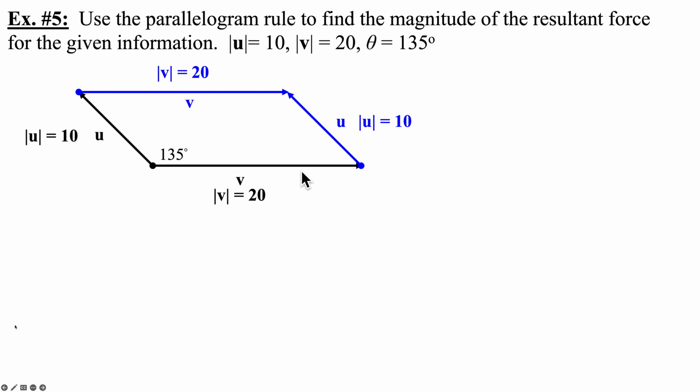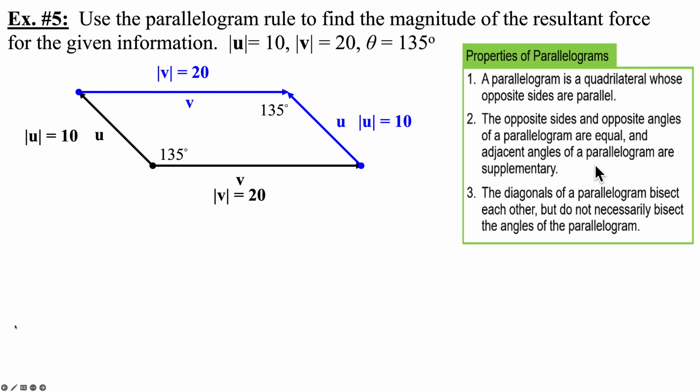And this is my parallelogram. And not only are opposite sides equal and parallel, but so are opposite angles. So this too is 135 degrees. So here is a whole list of your properties of parallelograms, and I'm going to go to number 2 right here. Adjacent angles of a parallelogram are supplementary. So that means any two side-by-side, next-door angles are supplementary. So 180 minus 135 is 45.